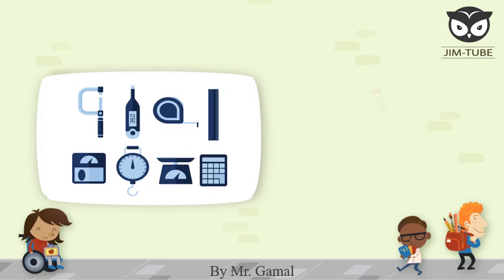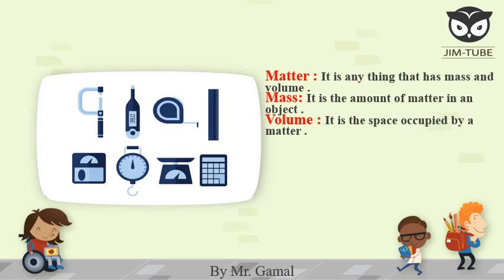Let's see that. Matter is anything that has mass and volume. Okay, matter is anything that has mass and volume. Mass is the amount of matter in an object. Volume is the space occupied by matter. Okay, what is the scientific term? Let's see a question to know that.